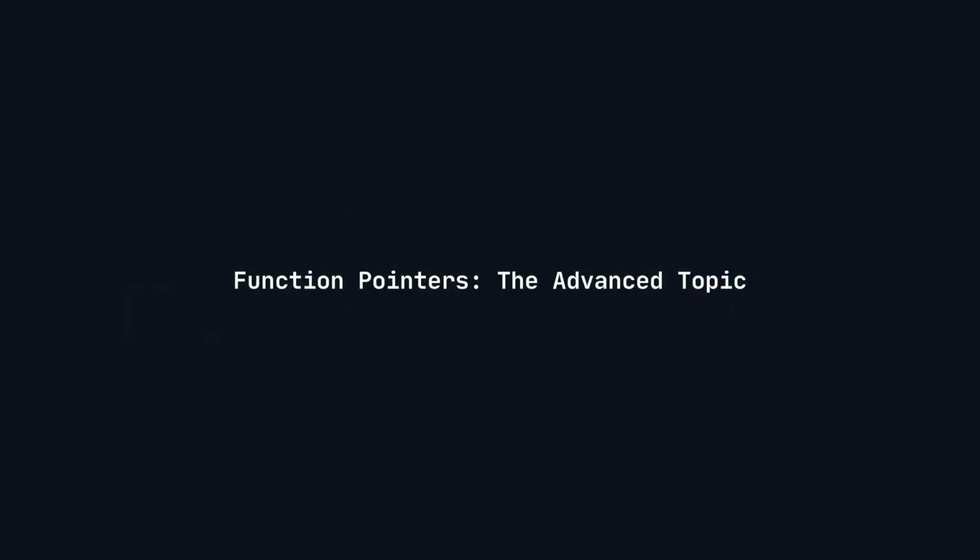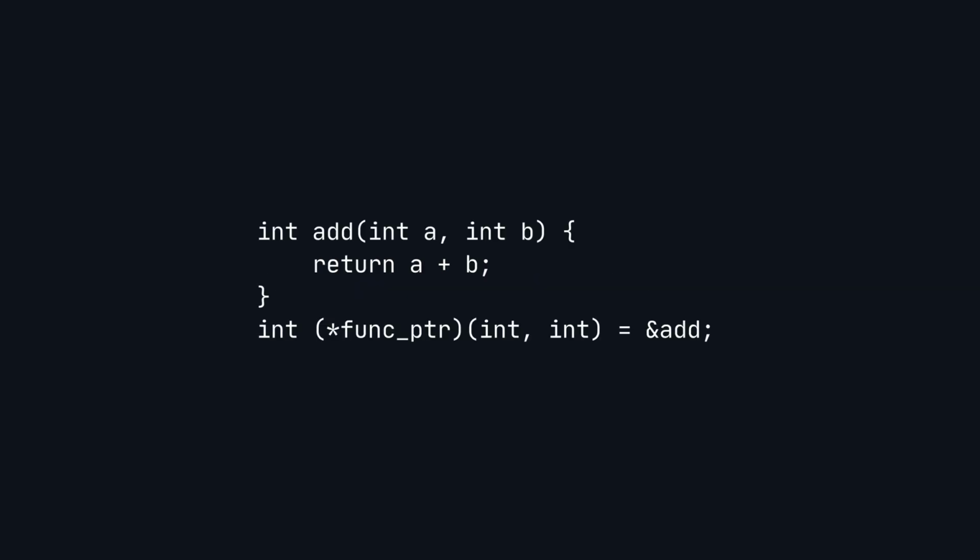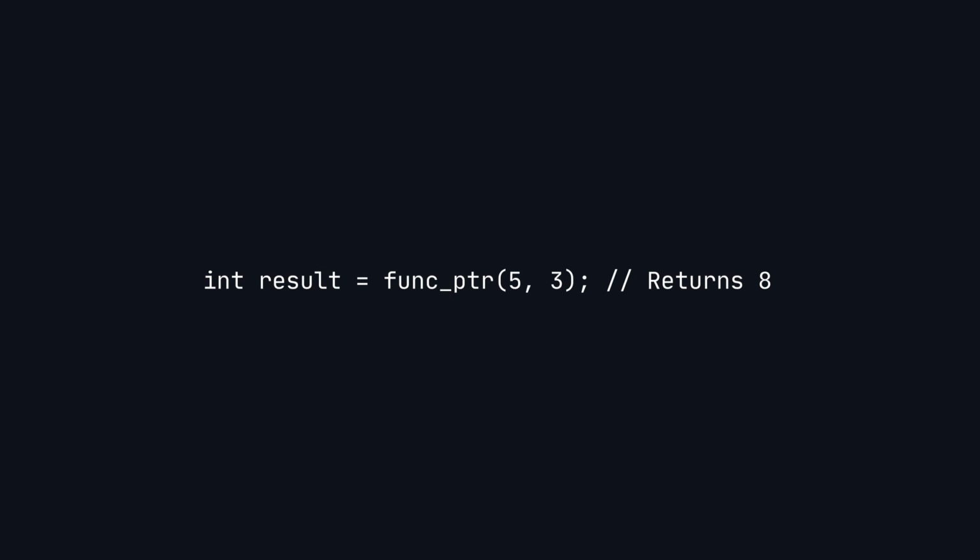All right, we're getting into advanced territory now. Function pointers. These are pointers that point to functions instead of data. Every function in your program has an address in memory where its code lives. You can store that address in a pointer. The syntax is weird, I know. You read it as funcPtr is a pointer to a function that takes two ints and returns an int. You can call the function through the pointer.